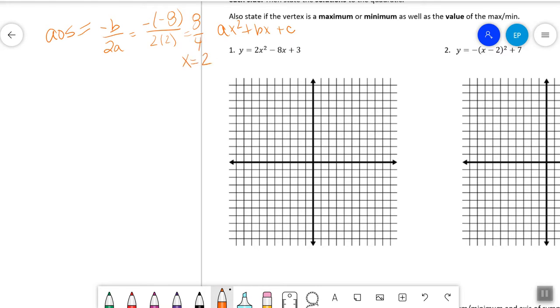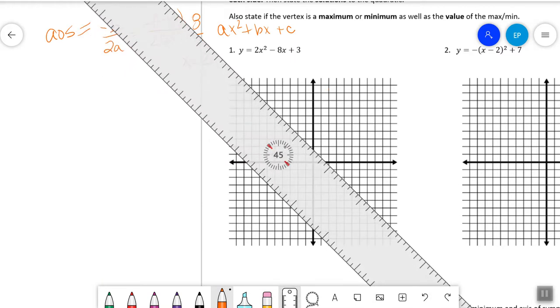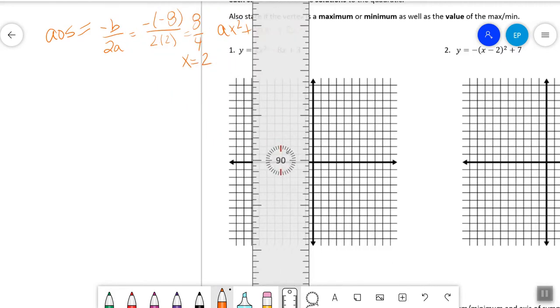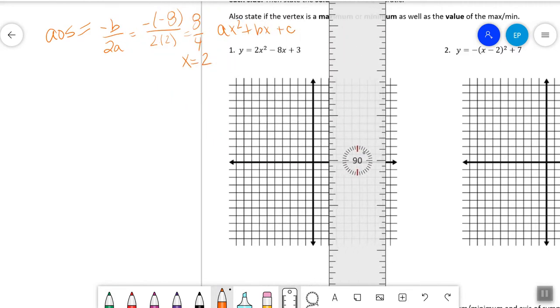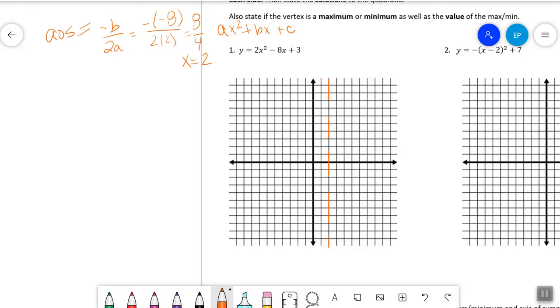So the first thing I'm going to do is come over here to x equals 2. Actually, I'm going to use my ruler. X equals 2. I'm going to draw my dashed line. I'm also going to label that my axis of symmetry.